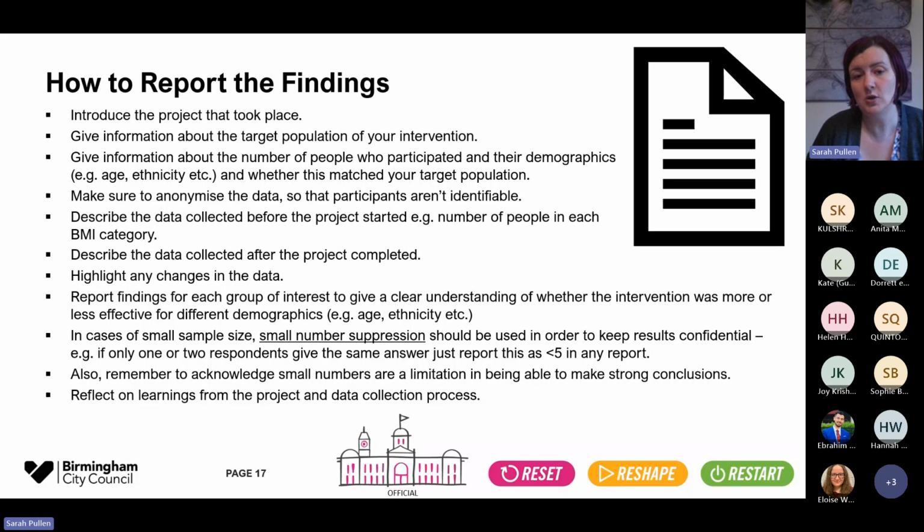Describe the data that you collected after the project was completed. This should match the information that you collected at the start, but then you might also have additional process measures that you capture too. Highlight any changes that you found in the data.